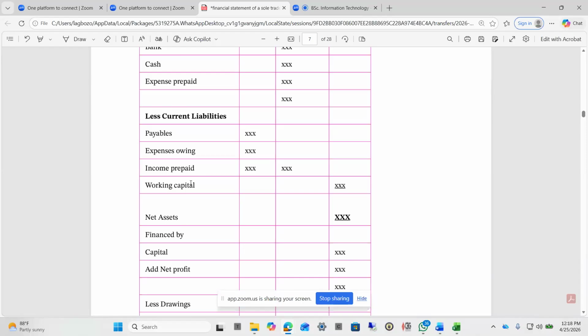I'm saying that the money you use to start a business is what we call capital. Are you okay with that? Yes, sir. But the capital can come in different forms.